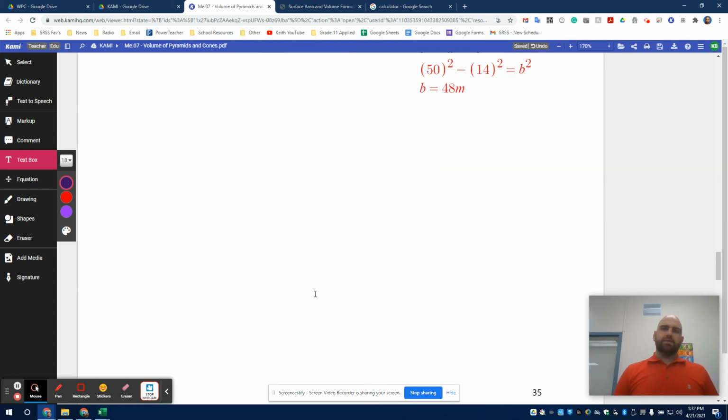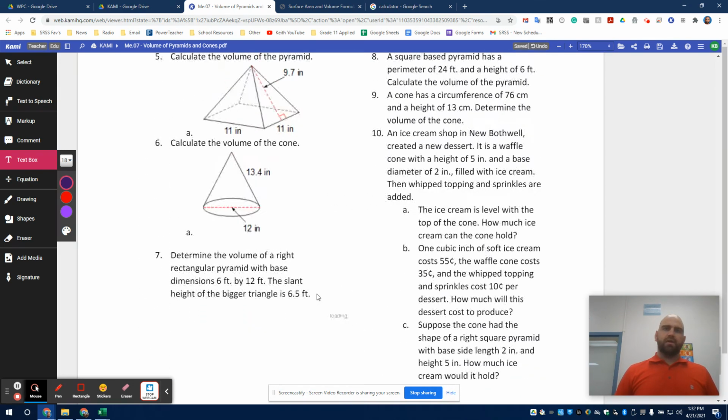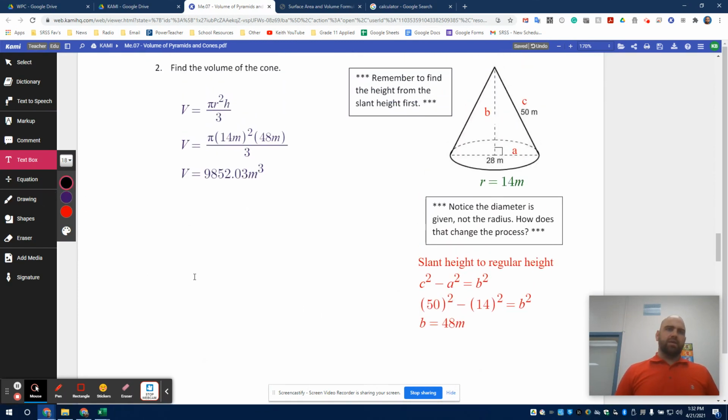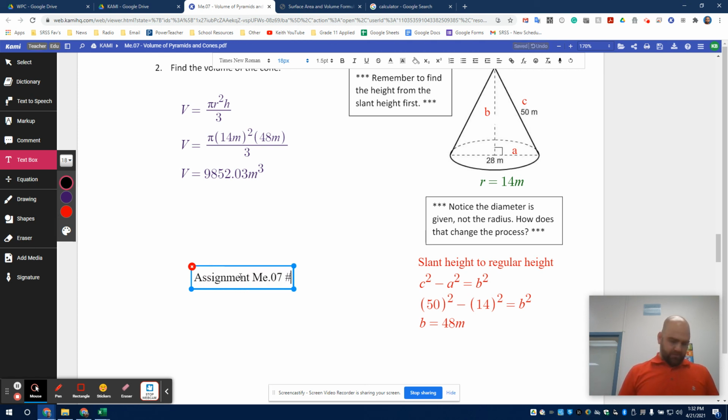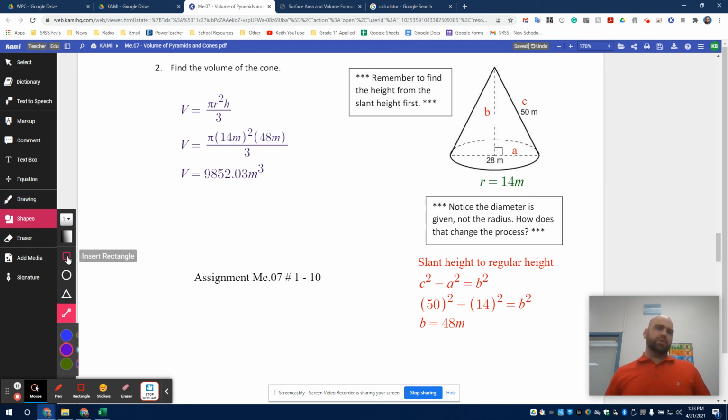All right, so that is the lesson there. Your assignment is going to be everything all the way to 10. That will be pyramids and cones. So we'll just put that in here on the side. It's ME.07, numbers 1 to 10. Make sure that you are showing your work. Make sure that you are differentiating between slant height and height if it needs be. Remember, for volume, we always need height.